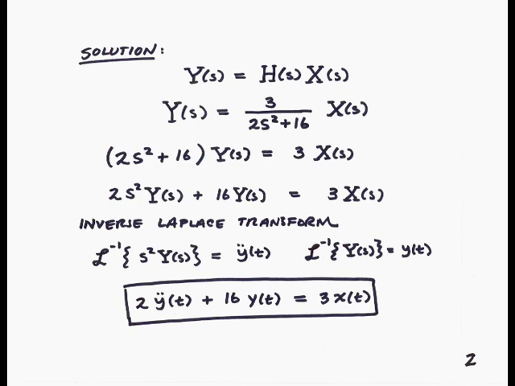And now we're ready to inverse Laplace transform this. The inverse Laplace transform of s squared Y(s) will be y double dot, okay? Because each s is like taking a derivative. We're dealing with a zero state problem here, so there are no initial conditions. The inverse Laplace transform of Y(s) is y(t). Of course, the inverse Laplace transform of X(s) is x(t). So inverse Laplacing the expression here, we find 2y double dot plus 16y equals 3x. And that's the differential equation for the system governed by this transfer function.